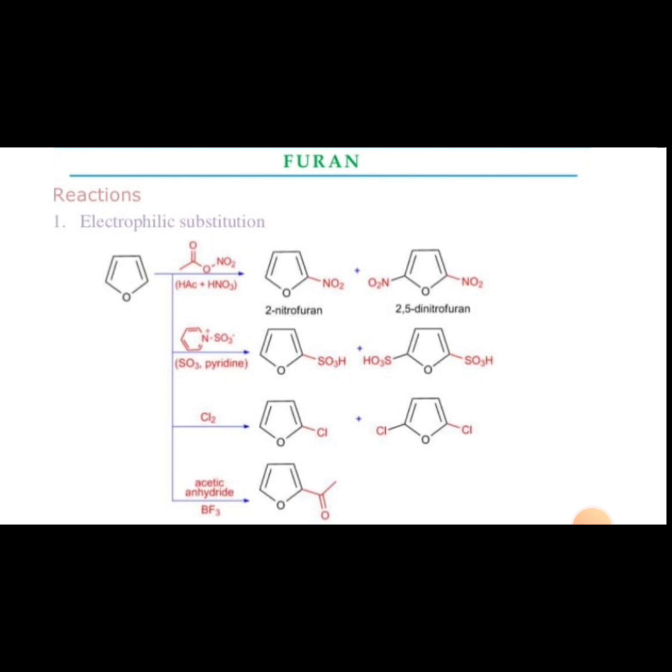Now see the nitration reaction, sulfonation reaction, chlorination reaction and acetic anhydride reaction. Now see the first, nitration reaction. In furan nitration reaction, the product has the nitro group attached to the second position. Here is the second position, and here is also a second position. Counting here 1, 2, 3, 4, 5.